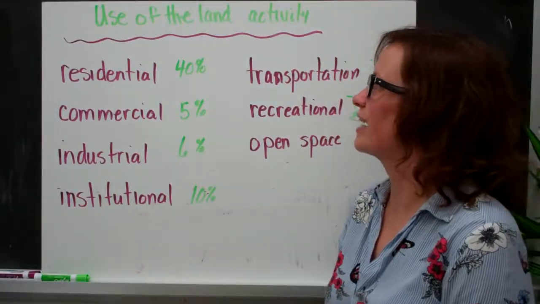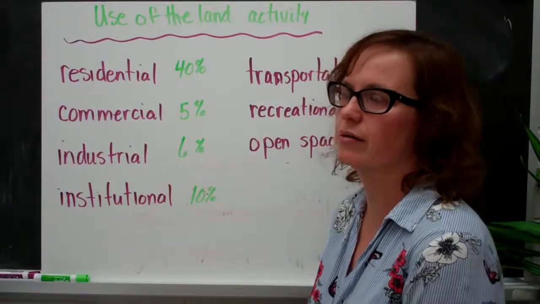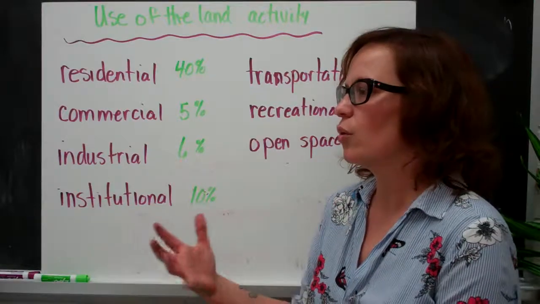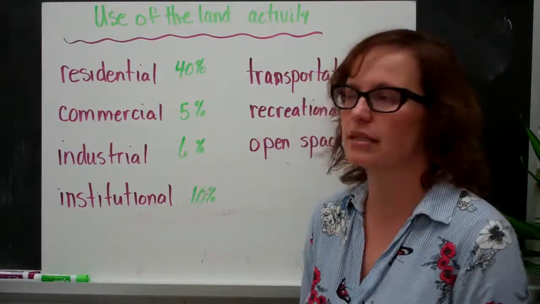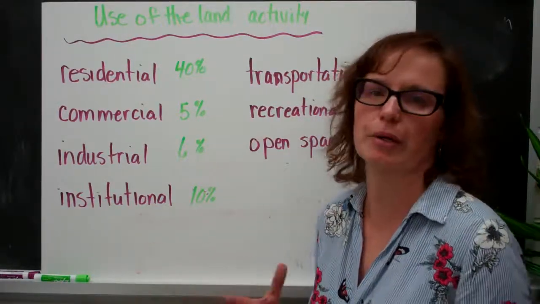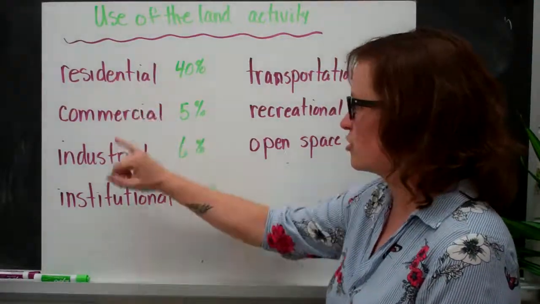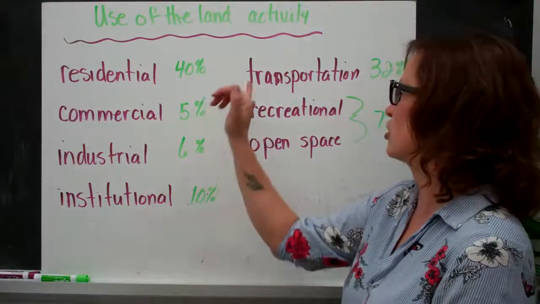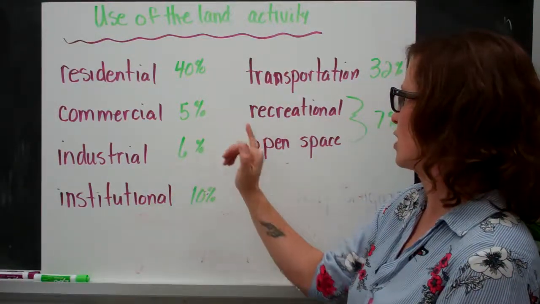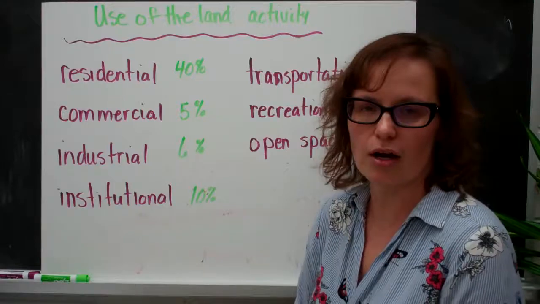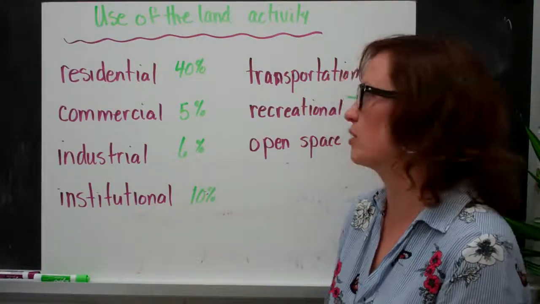For this video, we're going to be talking about use of the land, specifically around activity, and how we use the land in our settlements and how we plan for that and how we found a balance between all of our different uses. So residential, commercial, industrial, institutional, transportation, recreational, and open space are examples of the land uses that we have within a settlement.